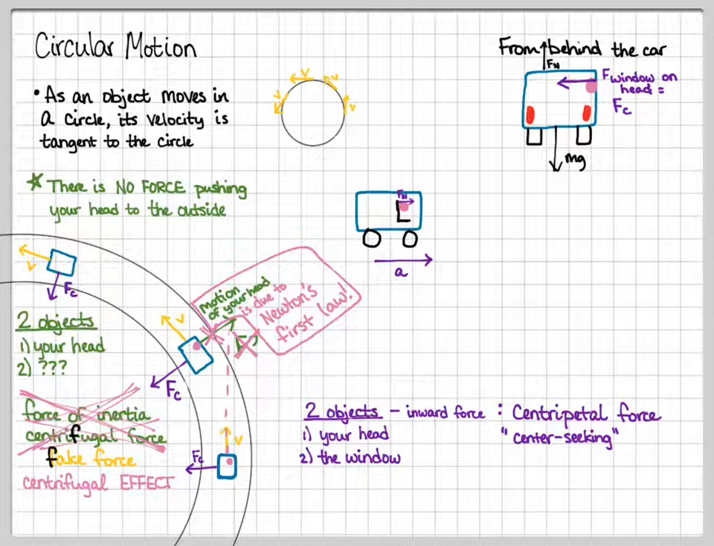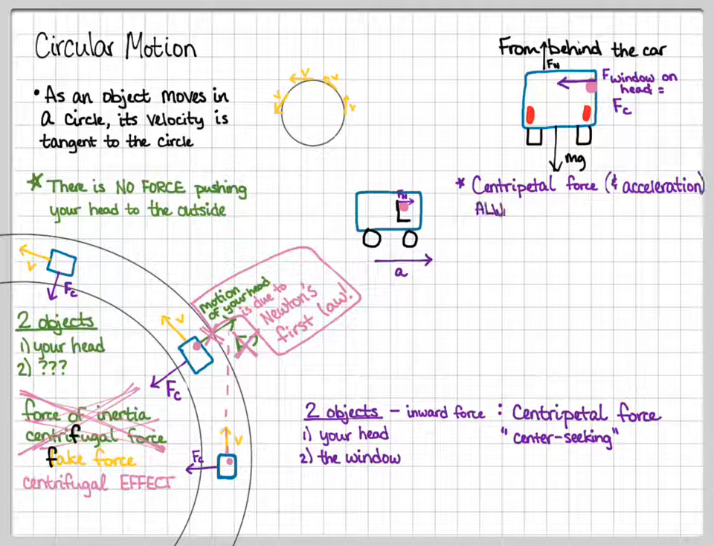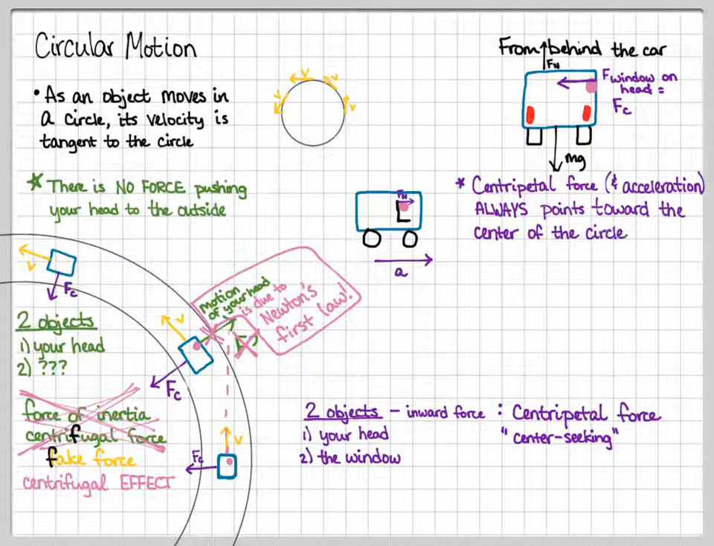That brings us to two key facts about centripetal force and circular motion. The first is that both centripetal force and acceleration, since acceleration and force are so closely related, thanks to Newton's second law, they're always going to point towards the center of the circle, kind of like I drew over on the road. Always going to point towards the center.